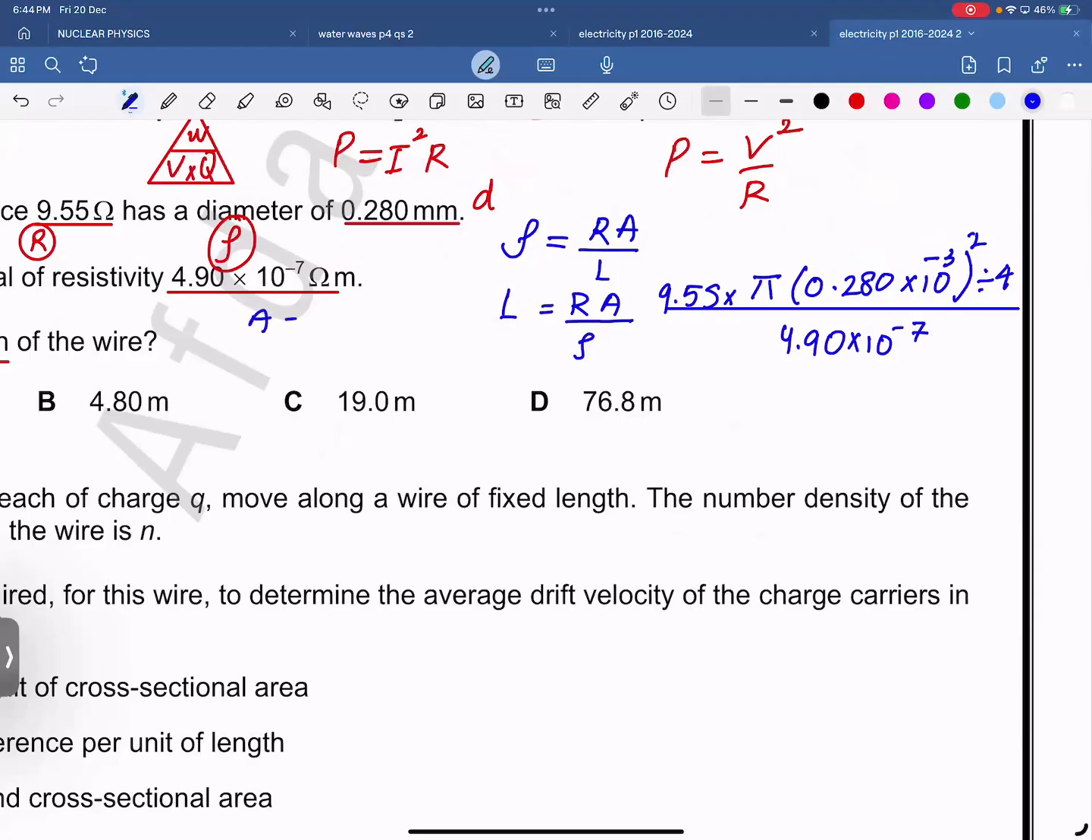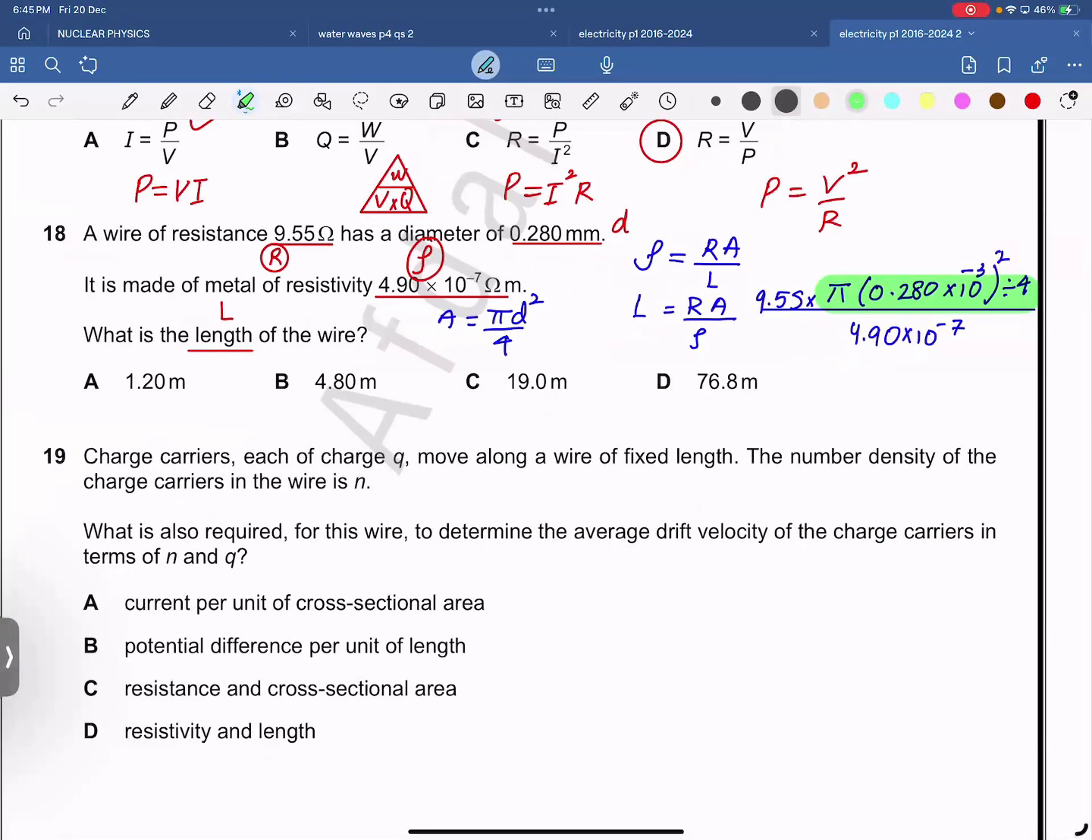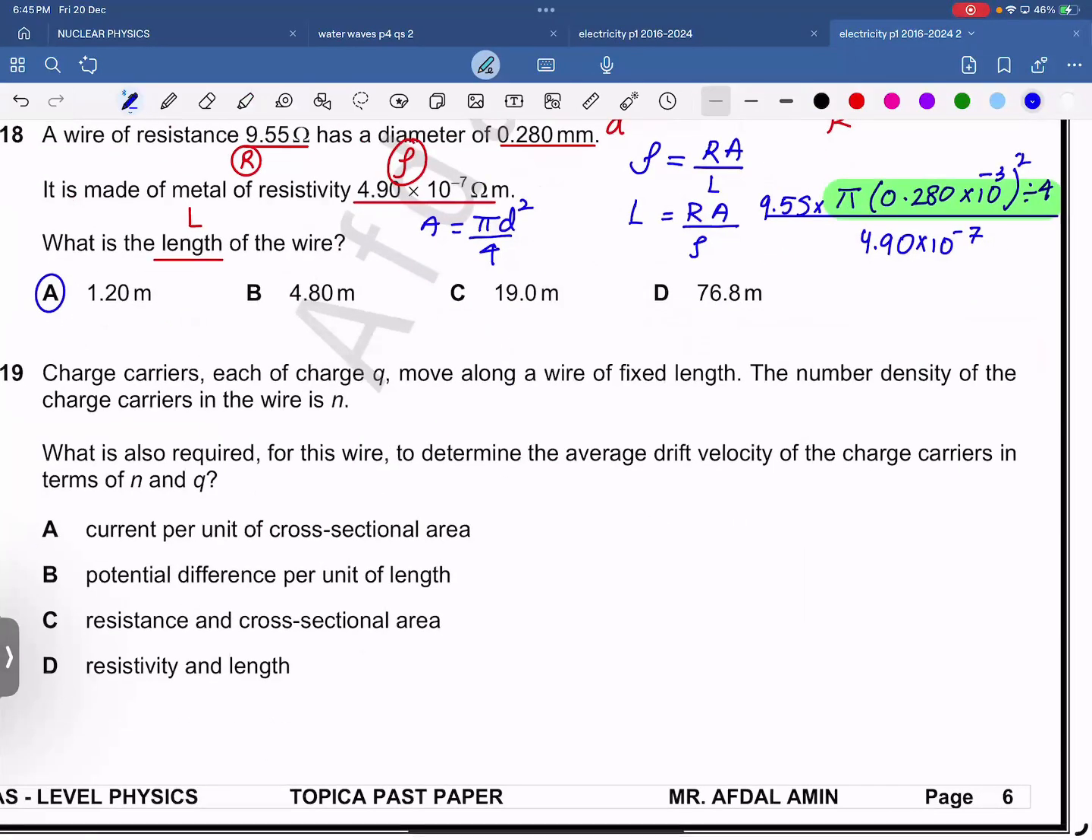Dear students, the area is pi d square over 4. So this area, as you can see, pi d square over 4. This is a higher order of question because conversions as well as rearrangement of equations are needed. So you can just calculate. It's A. So what did we do? We converted the millimeter into meter, which is 10 power minus 3. Pi d square divided by 4, it gives you what? Area, and then you substituted the values.